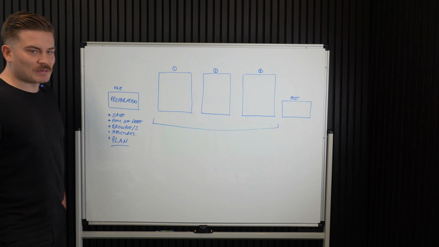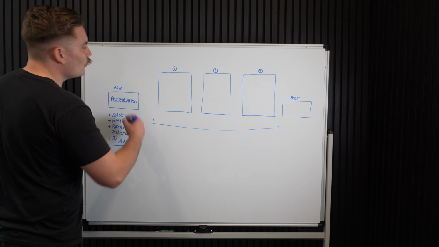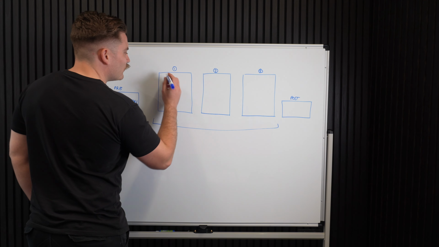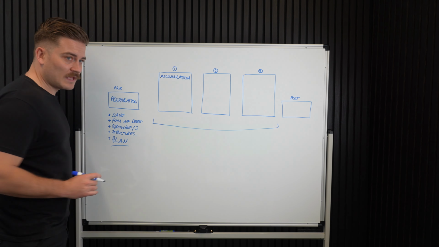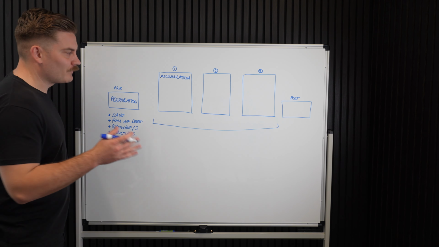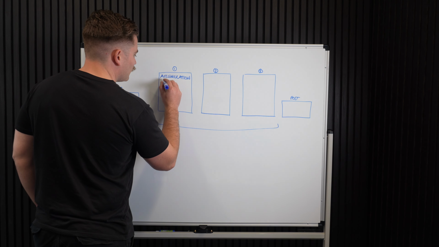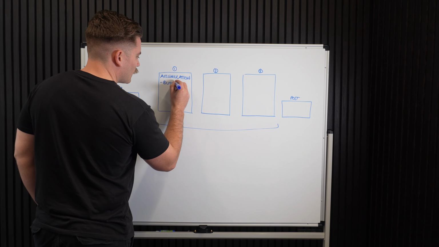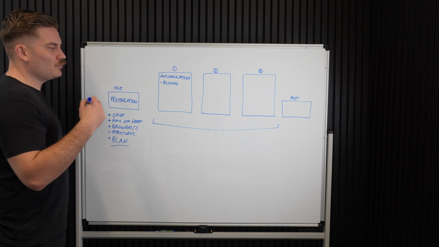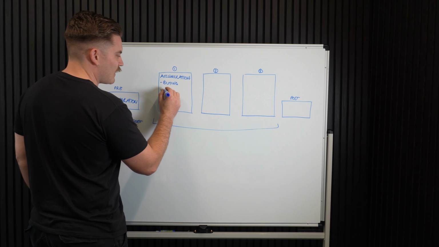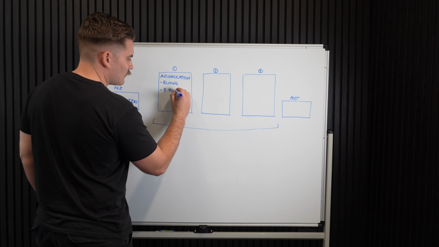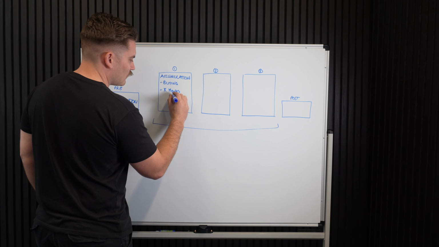Now, after we have that plan in place, we're going to go into stage 1, which is accumulation. Now, this is going to be the accumulation phase. This phase is the buying phase, where you need to hit X houses purchased.